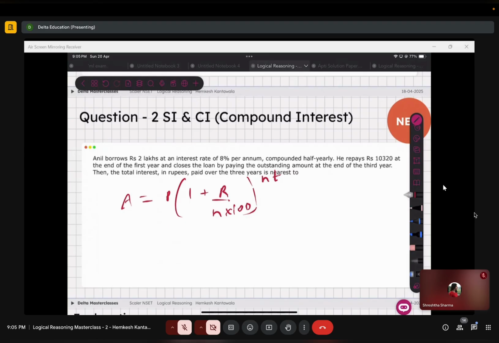So let's wait for 2 more minutes. If anyone is solving or getting the answer, you could tell. Because I think this is a simple calculative question.